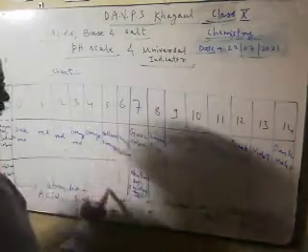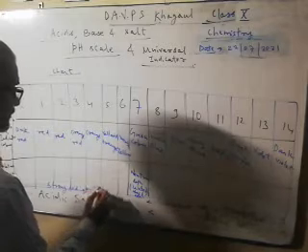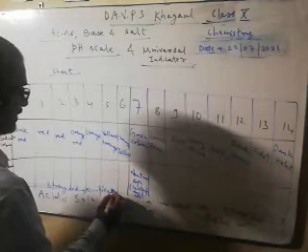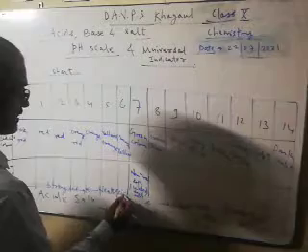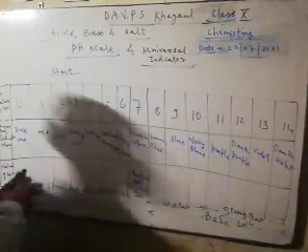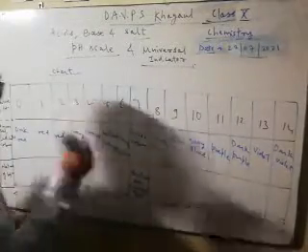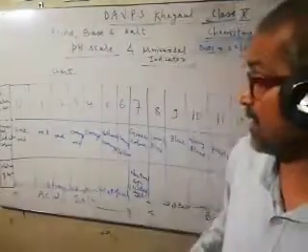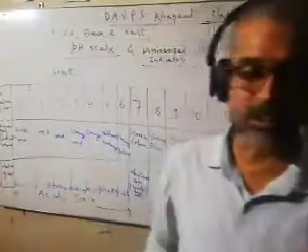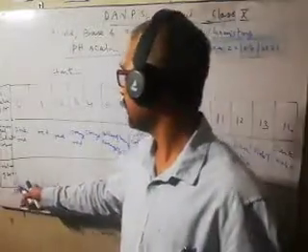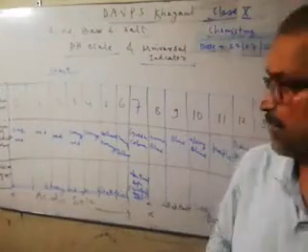If pH value is 4, 5, 6, weak acid, like acetic acid, citric acid, oxalic acid. Organic acids are generally weak. Carbonic acid also weak. Sulfurous acid also weak. Some mineral acids are also weak, like carbonic acid. But strong acids, mineral acids, are HCl, hydrochloric acid, HNO3, H2SO4.